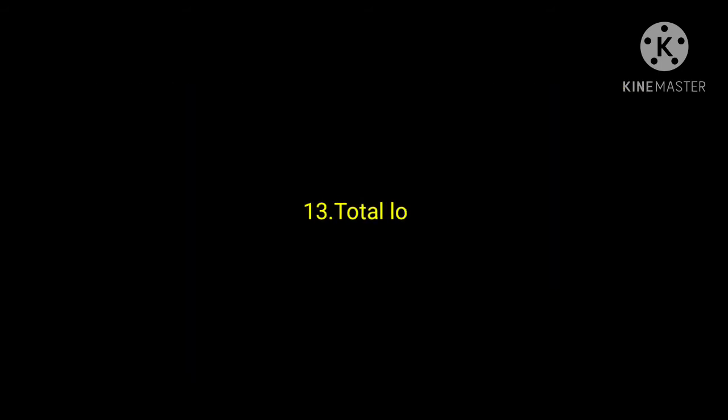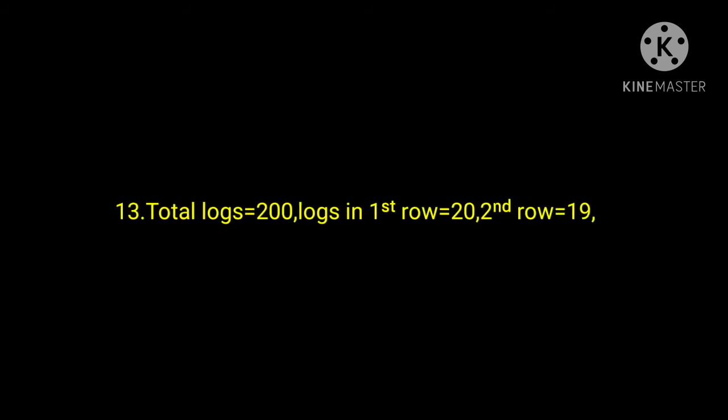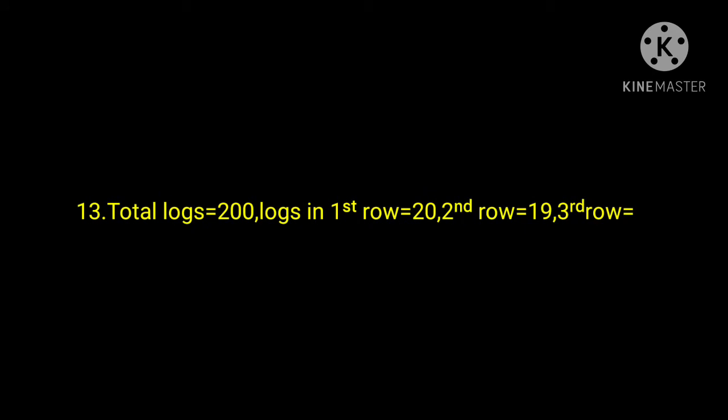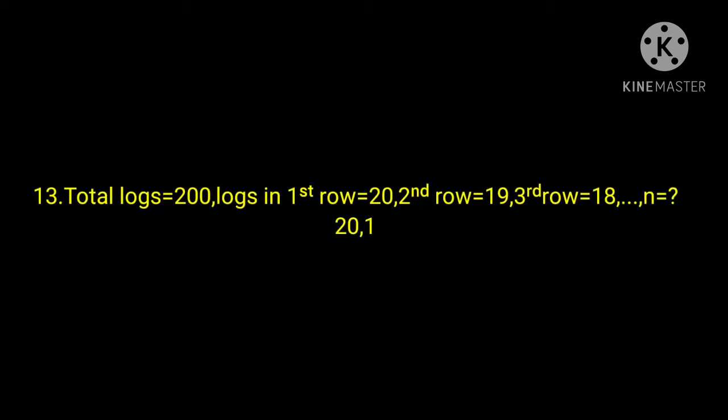Next, 13th question. Total logs is equal to 200, and logs in first row it is 20, and second row 19, third row 18, and so on. Now we have to find in how many rows these 200 logs are arranged. That is the question. That is 20, 19, 18, 17, and so on.